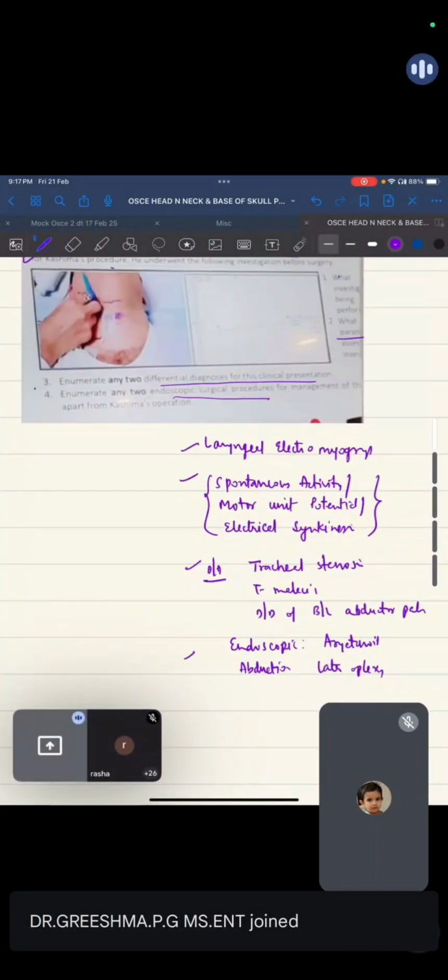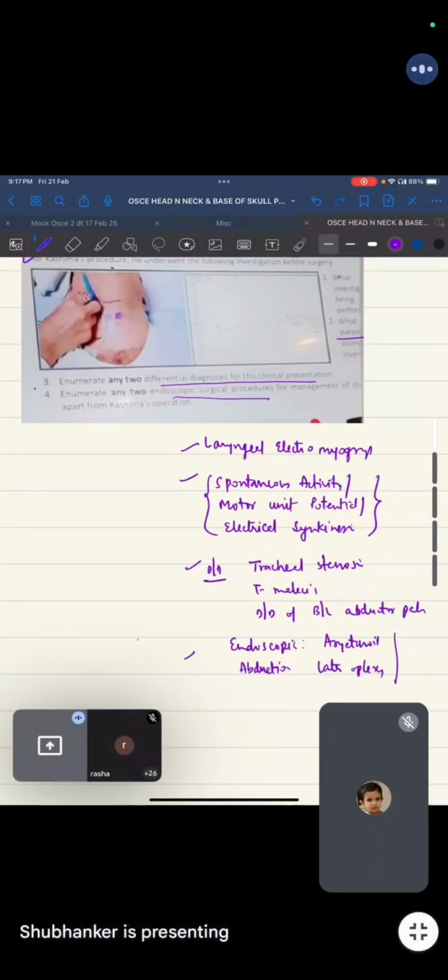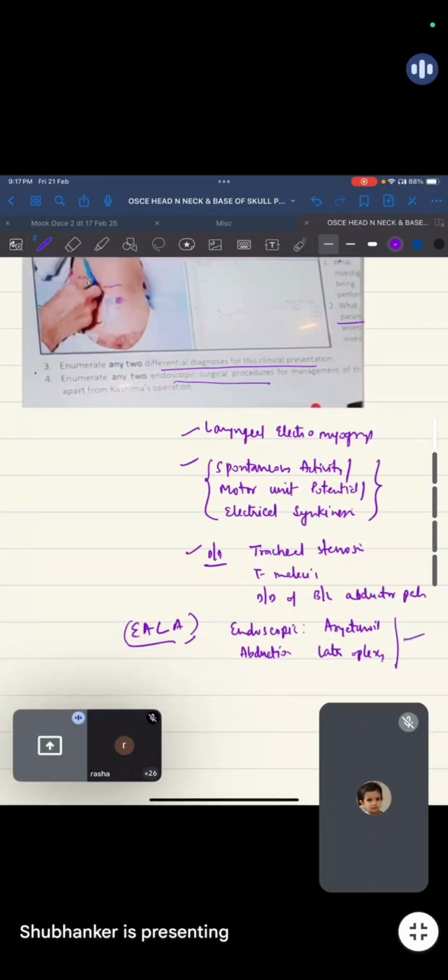ठीक है, इसका फुल फॉर्म भी कहीं कहीं पे they have asked, EALA. This is endoscopic arytenoid lateral abduction. ऐसे करके they have asked, I've seen in 1 or 2 places. So in case it is there, so this is the same thing. Apart from that, what else can be asked? What else can be said? Endoscopic arytenoidectomy.